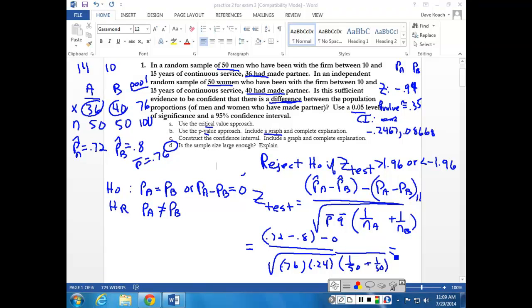And I get minus 0.936, which is about minus 0.94. And that is not greater than 1.96. That is not less than minus 1.96. So we will, I'm just right here, fail to reject H0.